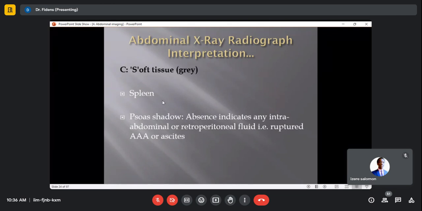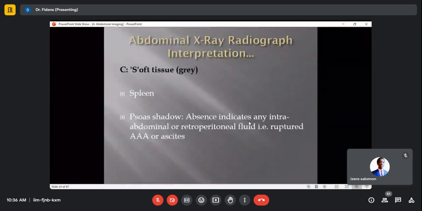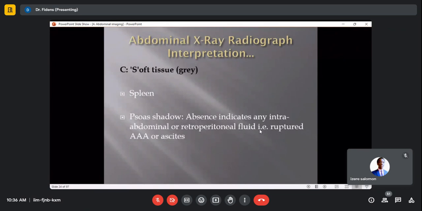For example, for the psoas shadow, if there is absence, you are not able to see one of them. Remember, there are two, one on each side. If there is absence of a psoas shadow, it can indicate intra-abdominal or retroperitoneal fluid or disease like an abscess, or ruptured abdominal aortic aneurysm, or ascites. So absence of one of these soft tissue structures we are able to see can indicate which disease is involved. Okay.